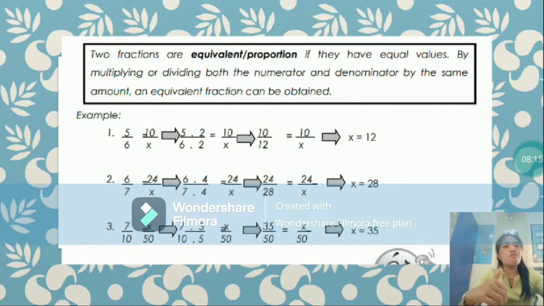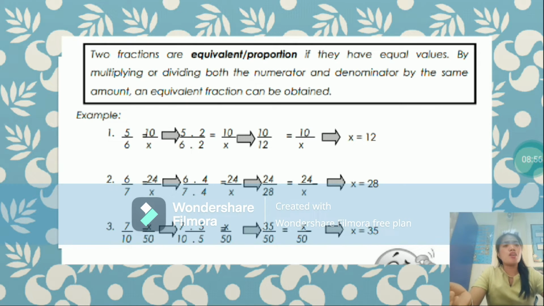Meaning to say, if we are asked to find the value of x, we can find another ratio that is equivalent to 5 over 6. So if you have 5 over 6 is equal to 10 over x, there are other ways of solving that one. You can just do cross multiplication. Okay? In that way, if you multiply both numerator and denominator by the same number, which is 2, 5 times 2 is 10, you will also multiply the same number with your denominator, which is 2. Therefore, your x will be 12.